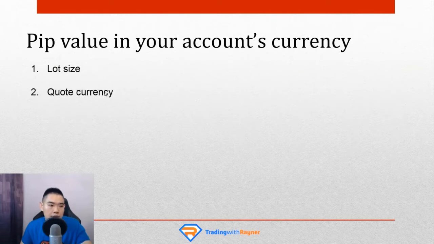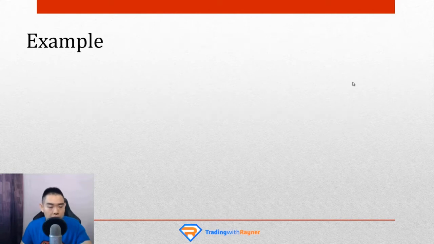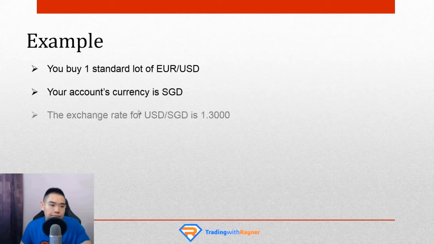Number one, the lot size. Number two is the quote currency. And number three is the exchange rate between the quote currency and your account's currency. So let me give you an example, because examples ease your pain. Let's say you buy one standard lot of EUR/USD. Your account currency is Singapore dollars. The exchange rate between the USD and SGD is 1.3. How much is the value per pip?